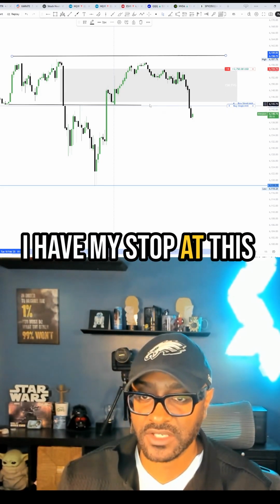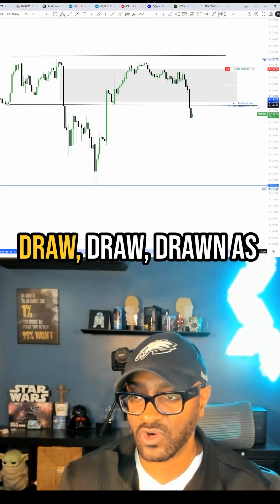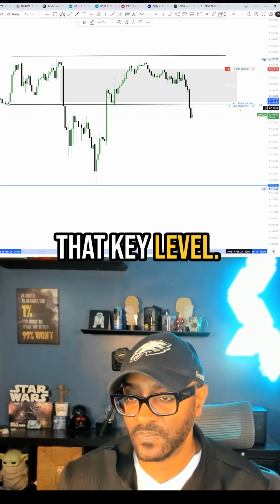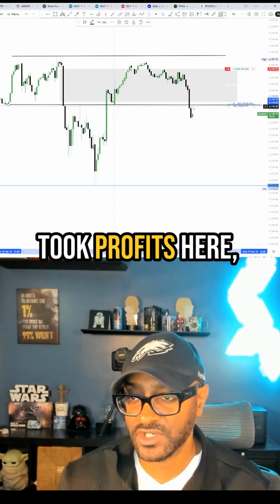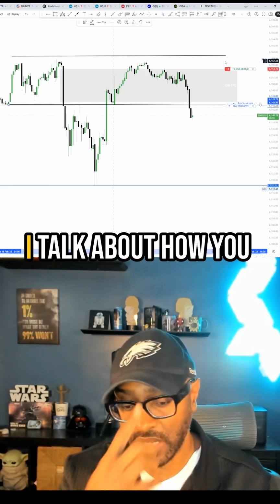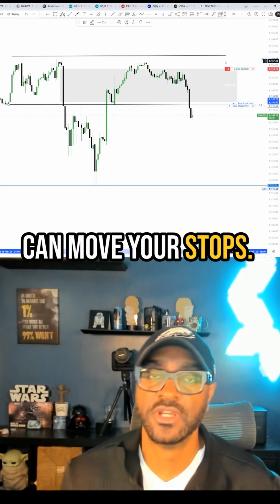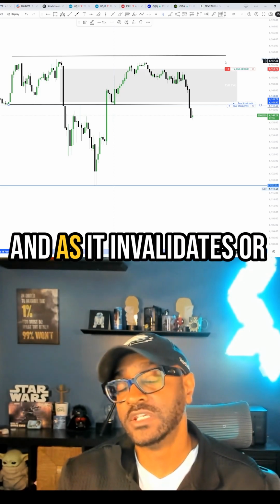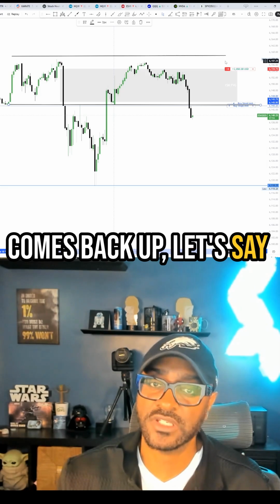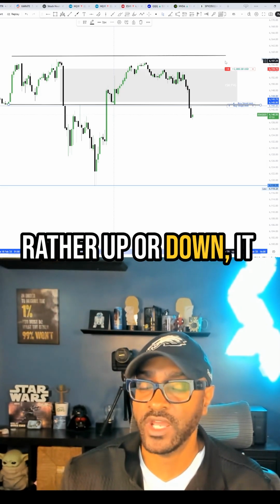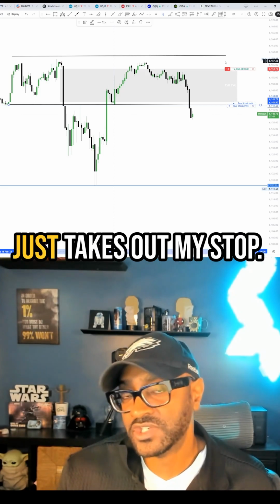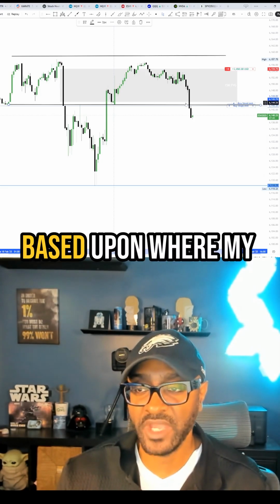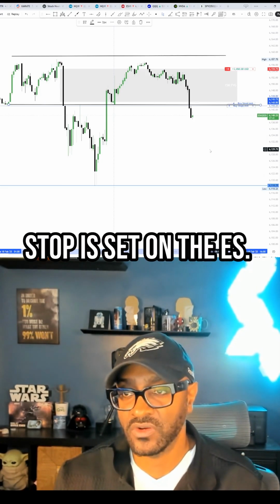I have my stop at this next key level that I had drawn as well over here earlier. And it broke through that key level. Okay, I could have taken profits here, but I said there's a better play, right? I talk about how you can move your stops into your profits to get more of that play. And as it invalidates or comes back up, let's say it doesn't continue to move in that direction, rather up or down, it just takes out my stop. But I have literally locked in profits here based upon where my stop is set on the ES.